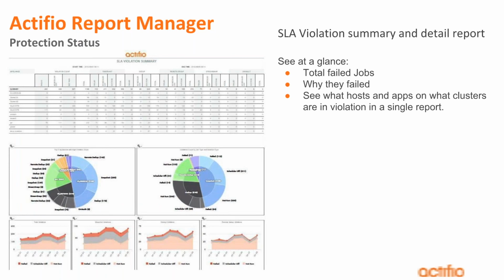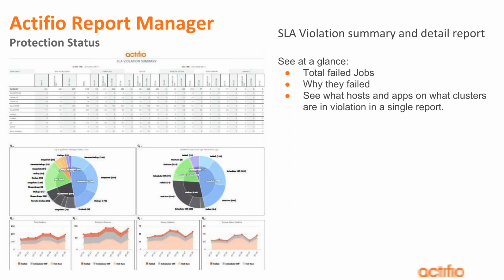Now here's the protection status report, probably one of the more useful reports here in Report Manager, the SLA Violation Summary and Detail Report. What this is going to tell you is the total amount of failed jobs across the entire environment. It'll tell you why they failed, and it'll also tell you which host and which cluster it's on.